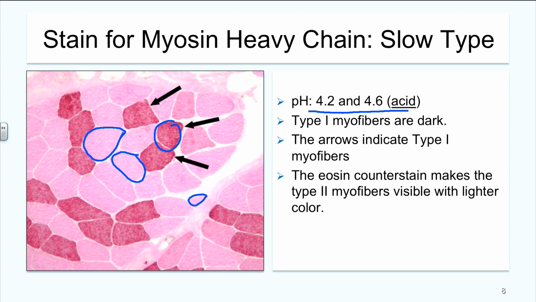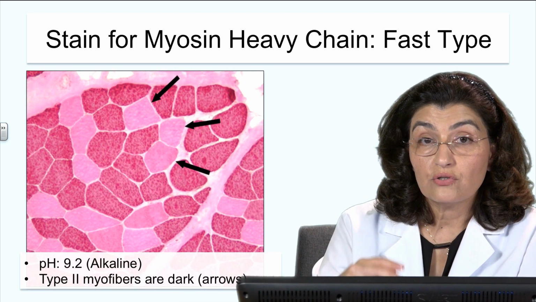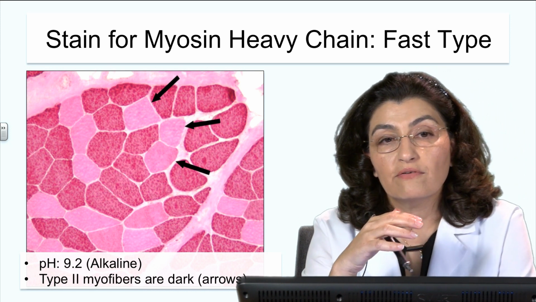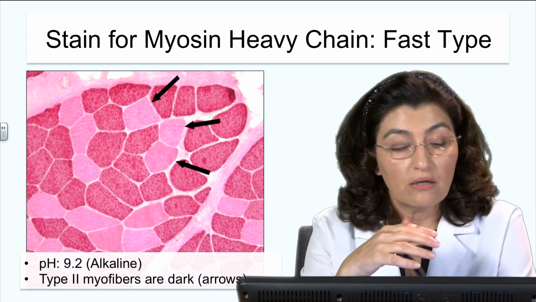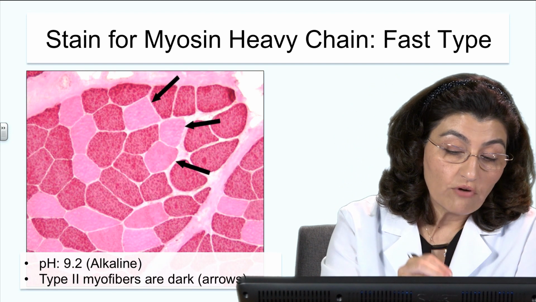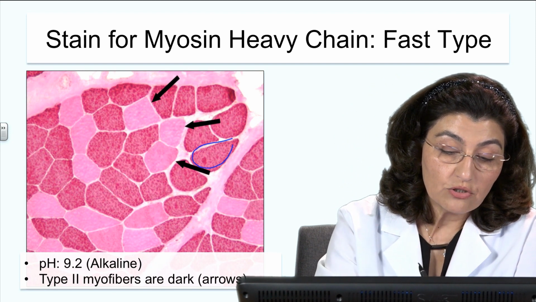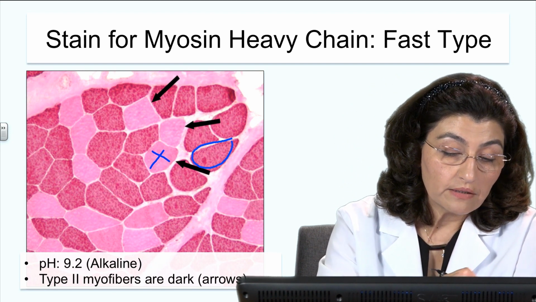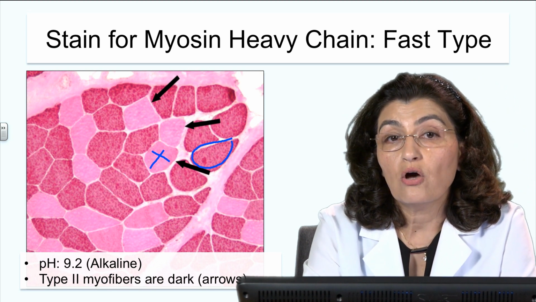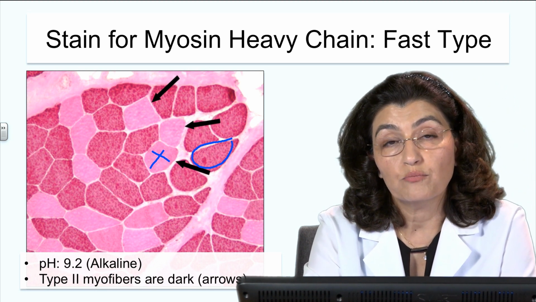both fiber types. Here we have the reverse reaction, where we have the alkaline pH, and of course here we would have our type 2 fibers that would be dark versus type 1s that are light. And again, that gives you an idea of the size and distribution of type 2 fibers.